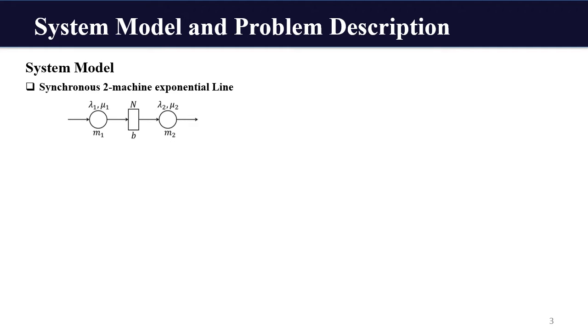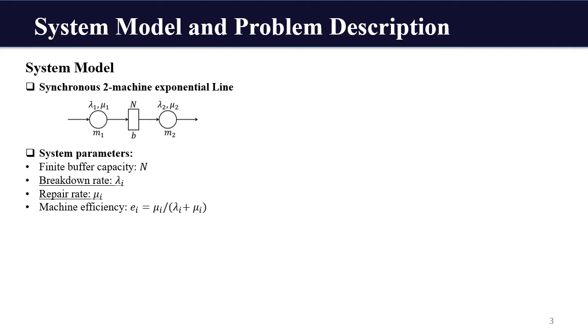In this paper, we focus on the synchronous exponential production system. The figure shows the simple case: only two machines and one buffer. We assume the downtime and uptime of the two machines follow exponential distributions, so there are four parameters in this system.